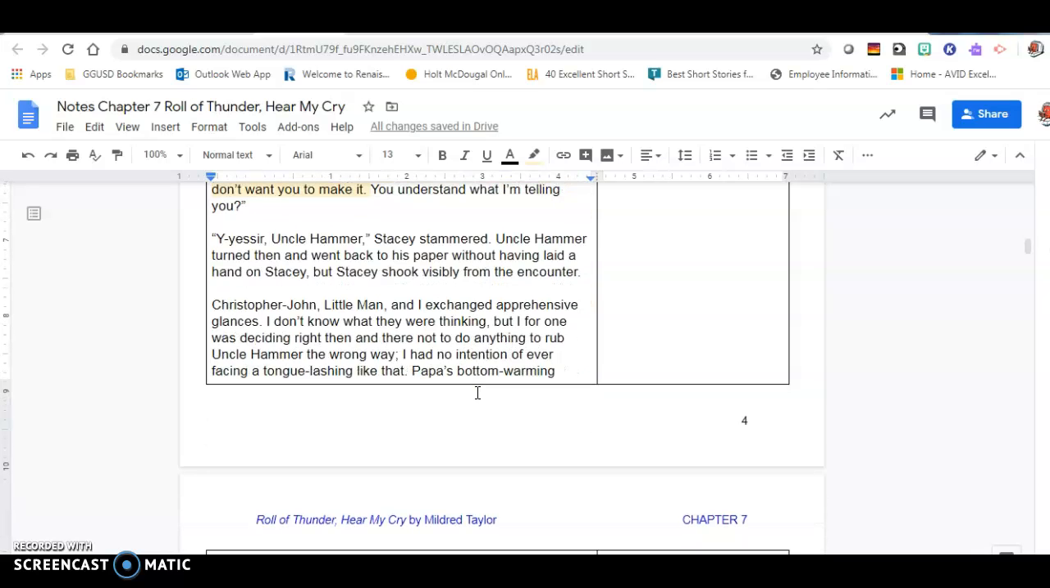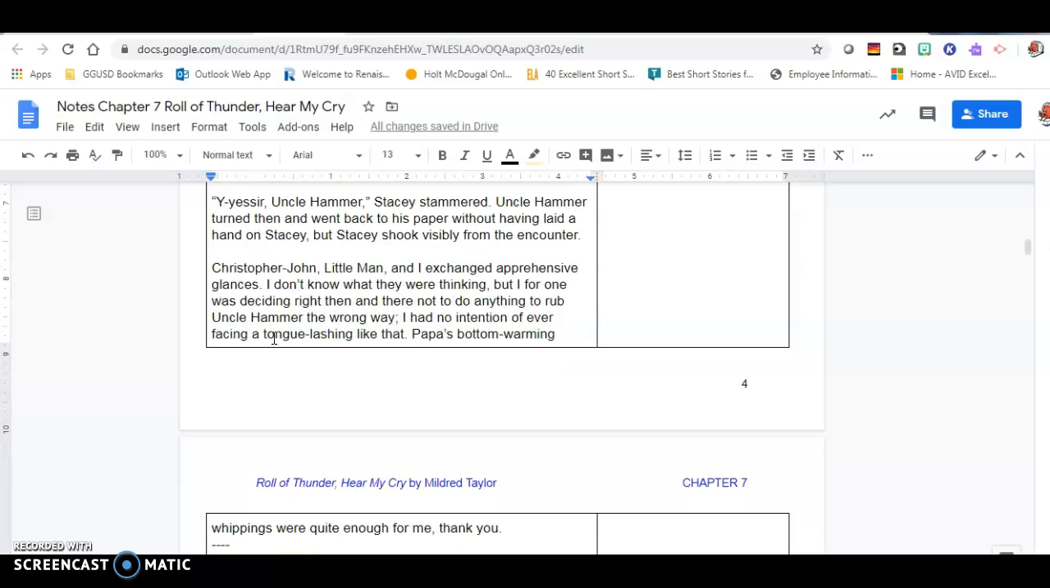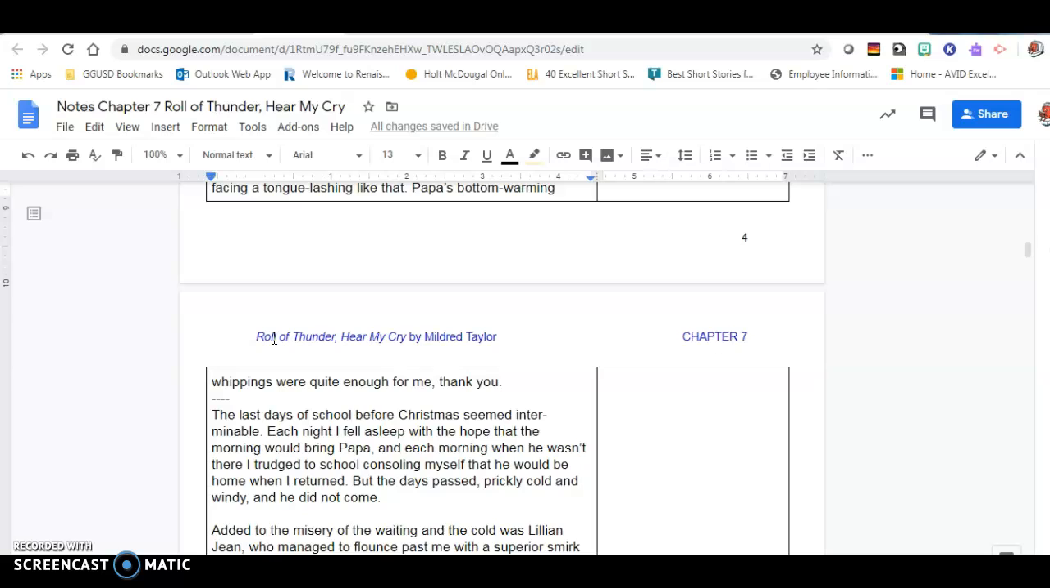Okay, let's read a little bit more. Christopher John, Little Man, and I exchanged apprehensive glances. I don't know what they were thinking, but I, for one, was deciding right then and there not to do anything to rub Uncle Hammer the wrong way. I had no intention of ever facing a tongue lashing like that. Papa's bottom-warming whippings were quite enough for me, thank you.